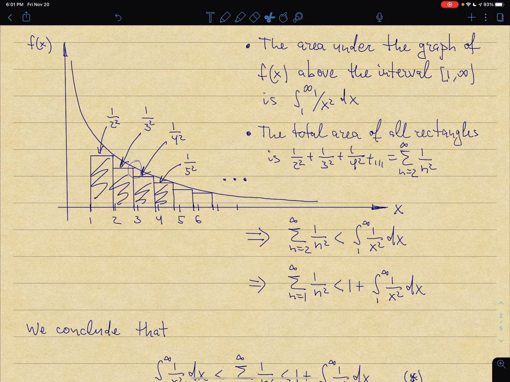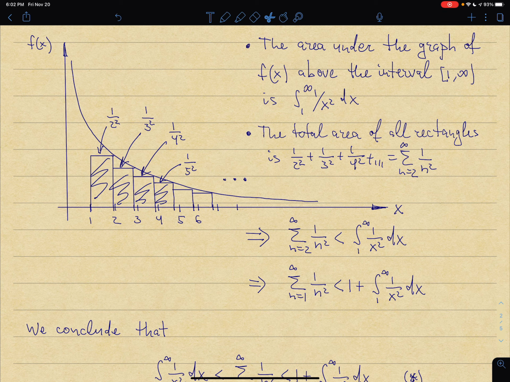The right endpoint of the interval from 2 to 3 is 3. So the height of the second rectangle is 1 over 3 squared. And you continue like that forever. And then if I add the areas of all of these rectangles, what I would see is that I underestimated the area under the graph. So the sum of the areas of all rectangles must be smaller than the area under the graph from 1 to infinity.